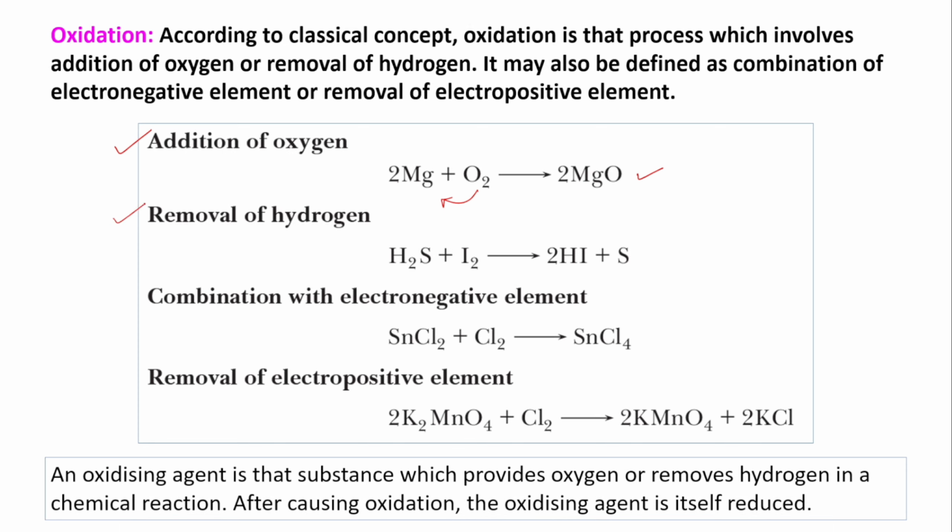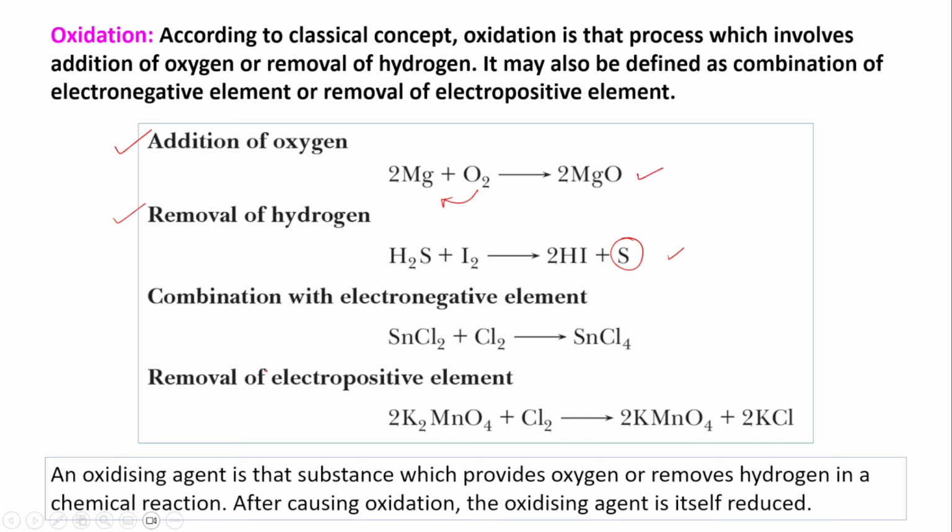Second example is removal of hydrogen, which is also called oxidation. In this case, here it is H2S, hydrogen sulfide, and now this is becoming pure sulfur as an element and hydrogen is being removed. So this is again termed as oxidation because of removal of hydrogen.